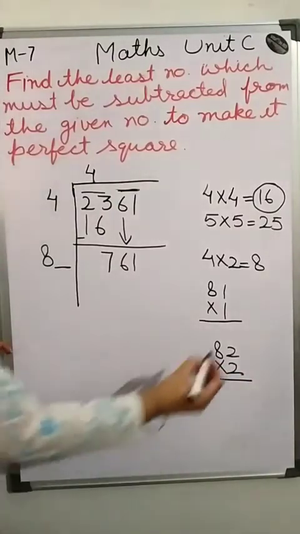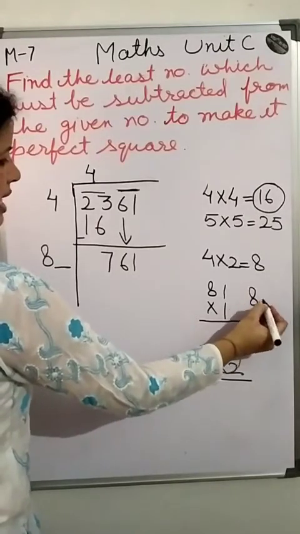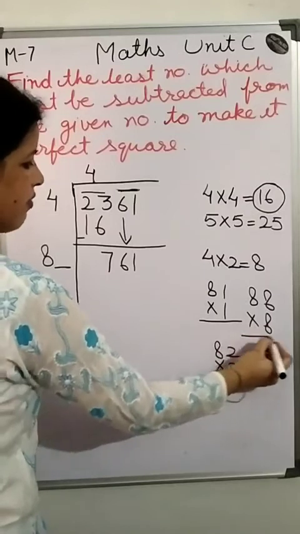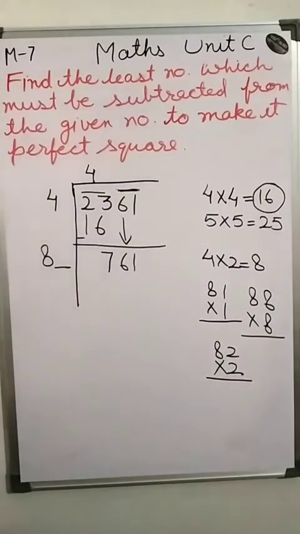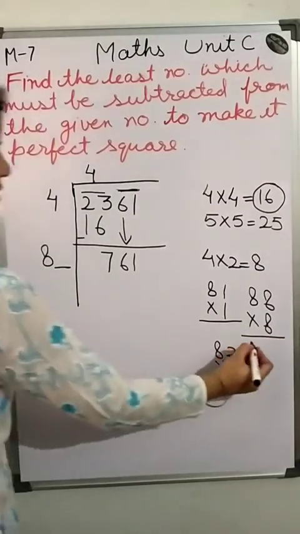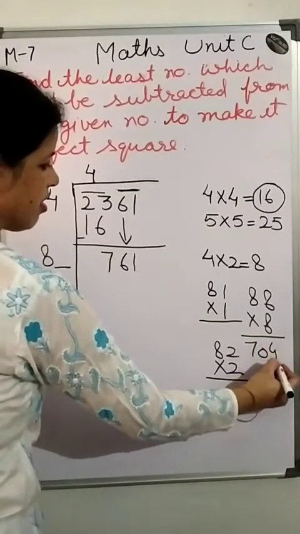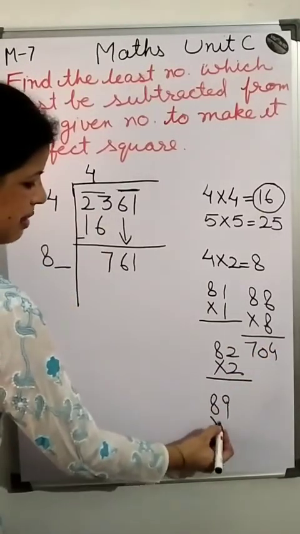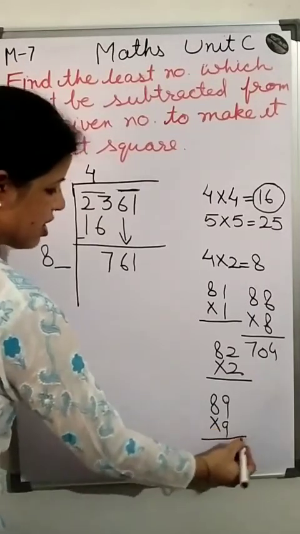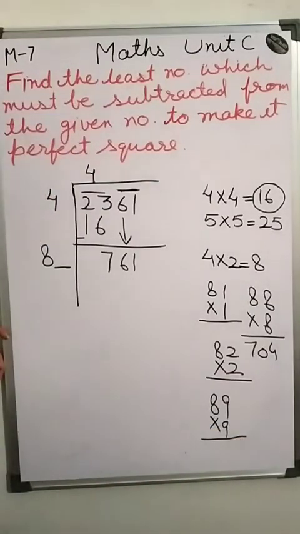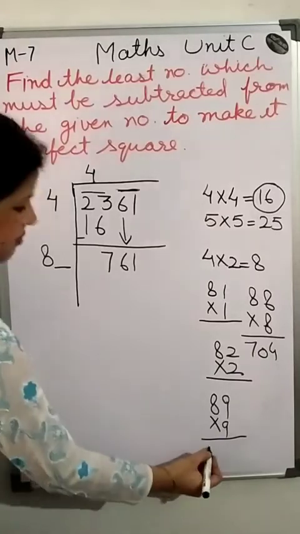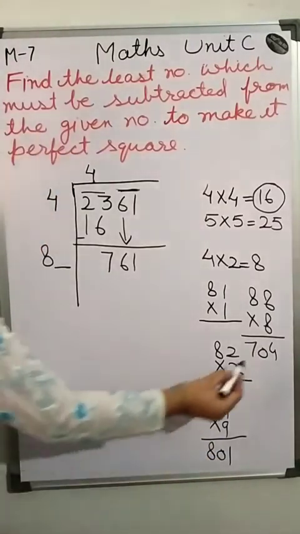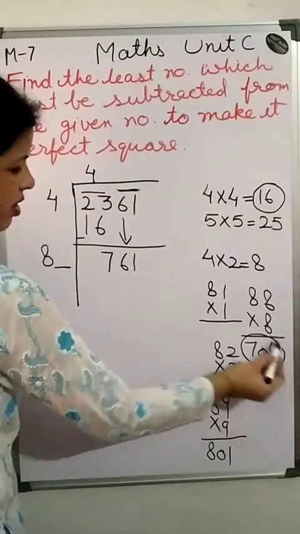If I am multiplying 88 by 8, then what am I getting? Just multiply them together. You will get 704. Now suppose I am taking 9, so I multiply this number by 9. The answer is 801. So which number is suitable here? This number is suitable.